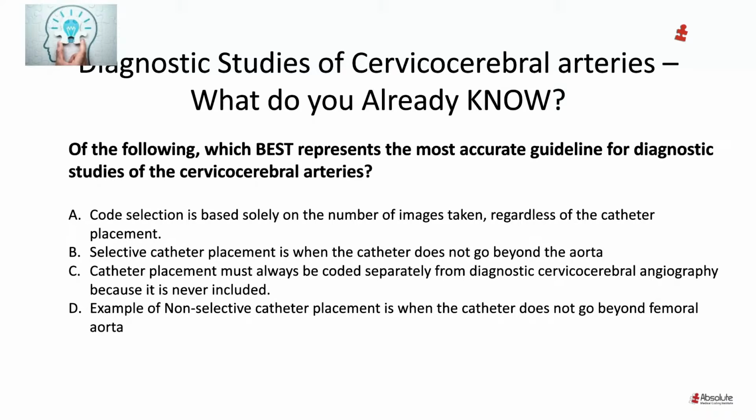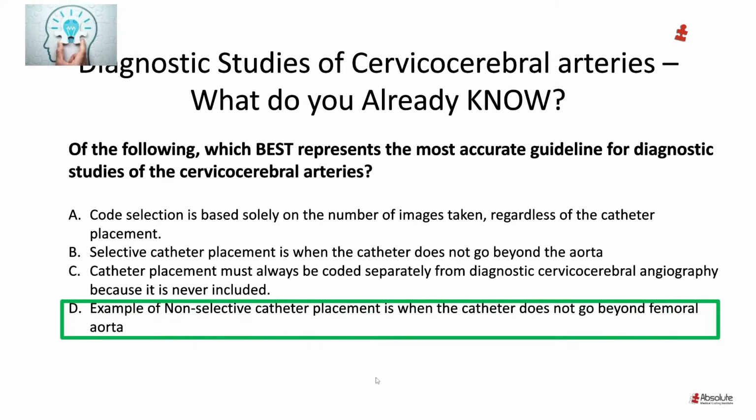Okay, coders, put your answers in the chat. What say you? What do you already know? And I see some answers coming through. Yeah, it's D, an example of non-selective catheter placement. The key is that if the catheter is non-selective, it does not go past the aorta. And remember, that aorta goes all the way up and down your trunk. So yeah, we have a femoral aorta.